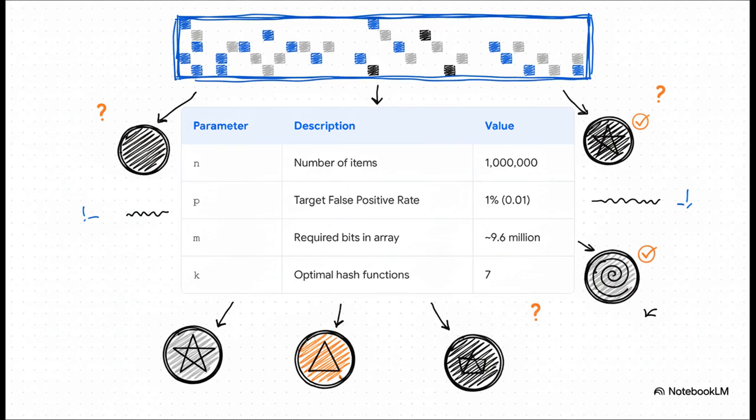So, let's make this super concrete with an example. Let's say we need to keep track of 1 million items, and for our application, we're totally okay with a 1% false positive rate. That's our target. Well, you can do the math, and it'll tell you that you need a bit array with about 9.6 million bits, and that the optimal number of hash functions or markers to use is 7.